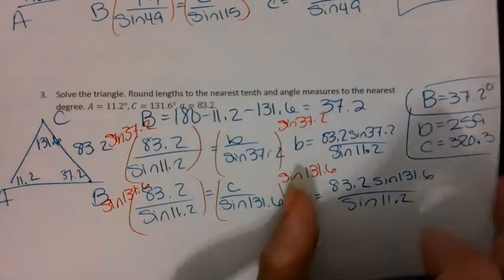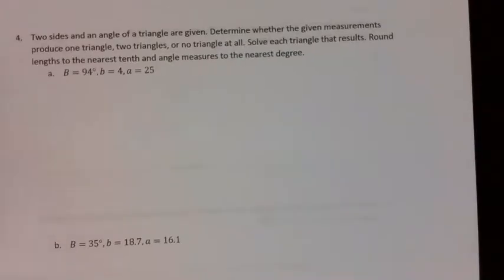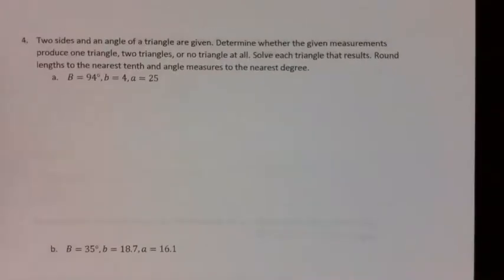Okay. Then I have this next problem. It tells me two sides and an angle of a triangle are given. We need to determine whether the measurements produce one triangle, two triangles, or no triangle at all. If I can have one or two triangles, I need to solve it. And then I'm rounding to the nearest tenth for lengths and nearest degree for angles. So I'm going to start off with A.